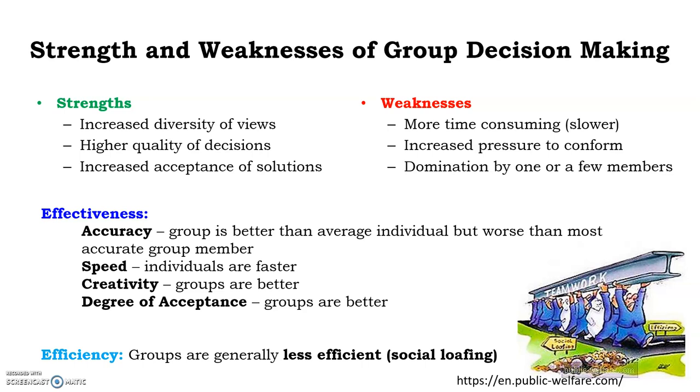What do you mean by social loafing? Individually, the people may be working better compared to when they are working as a group, because they may abstain from the work. They may pretend like they are working for the team. Therefore, there is a possibility of poor efficiency.